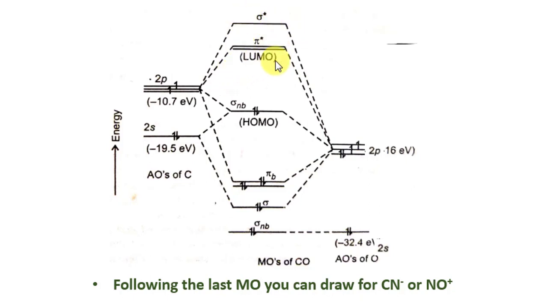So pi star is the LUMO, that is the lowest unoccupied molecular orbital. And this is the HOMO, the highest occupied molecular orbital. So if CO is involved in any reaction, then electrons of HOMO will react first, and if CO accepts some electrons, then they will come into the LUMO first. So by this MO we can easily draw the MOs for cyanide and NO+.